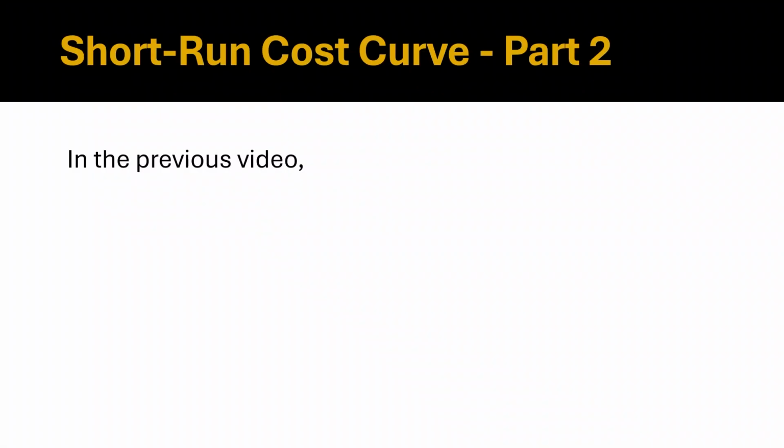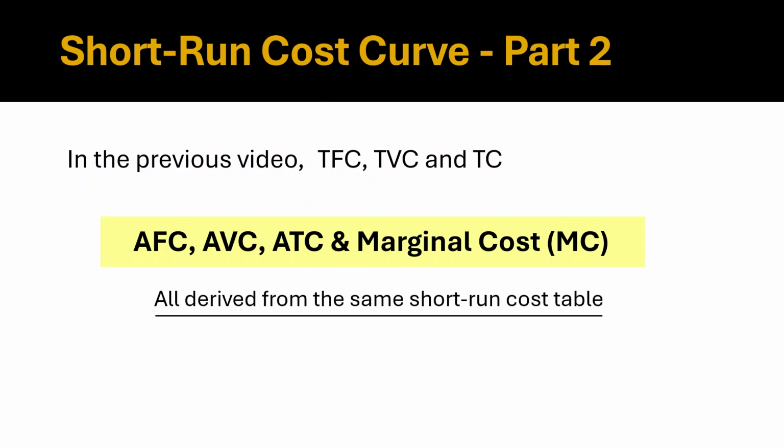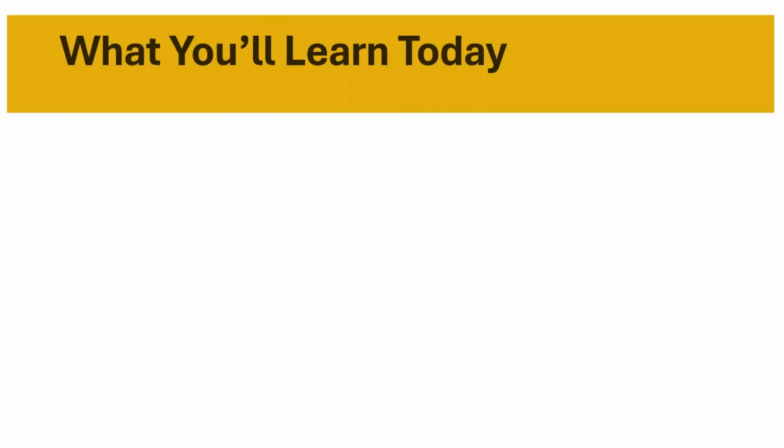In the previous video, we focused on total fixed cost, total variable cost, and total cost. In this video, we move one step further to average fixed cost, average variable cost, average total cost, and marginal cost. We will derive all these new curves from the same short-run cost table we used in the previous video.